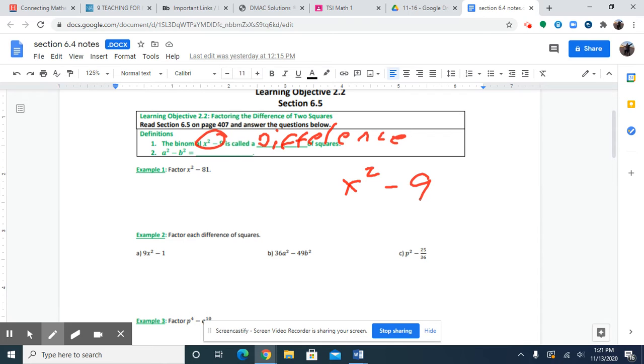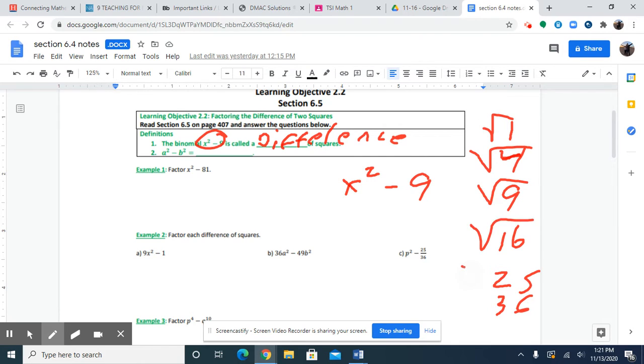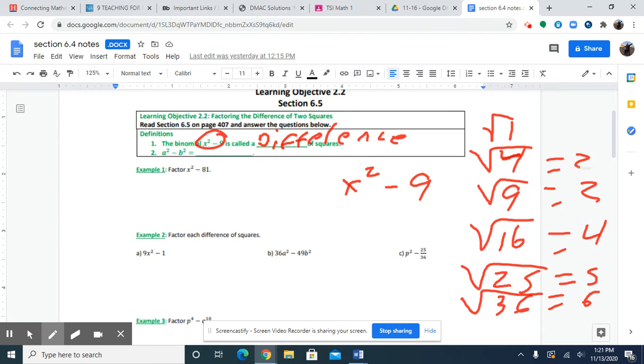And remember that the perfect squares we have are 1, 4, 9, 16, 25, 36, and so on, right? Because if we take the square root of these, we would end up with a whole number, such as 6, 5, 4, 3, 2, and 1.